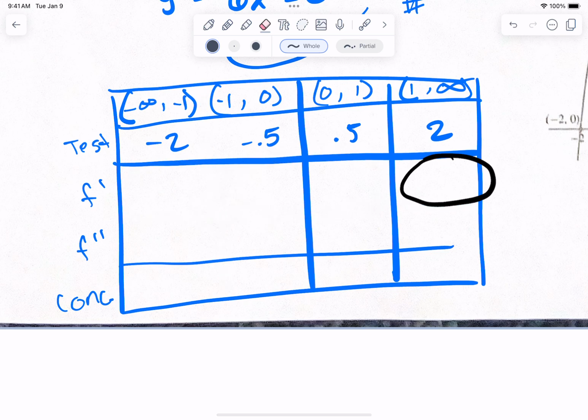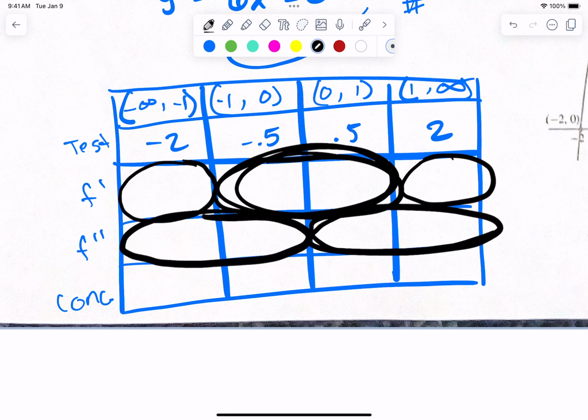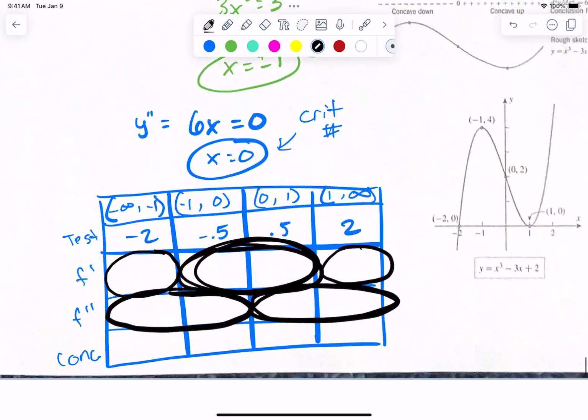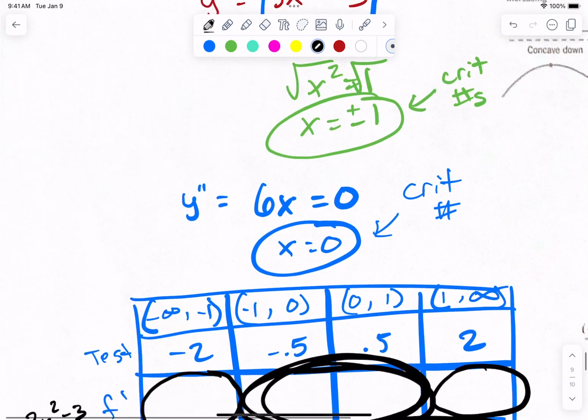Now, the only critical number I had for the second derivative was 0. So I can lump these 2 together, and I can lump these 2 together. Shall we cheat and do that? Sure, it'll make life easier. First derivative was 3x squared minus 3. That's not that bad. And second derivative is just 6x.